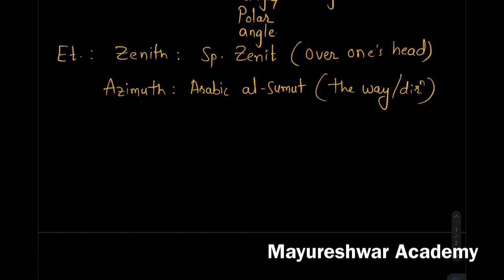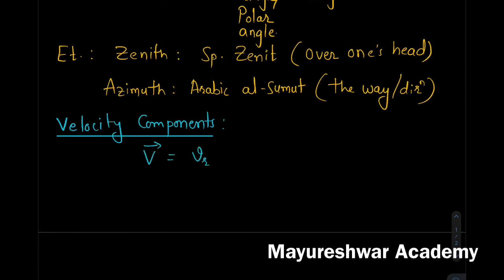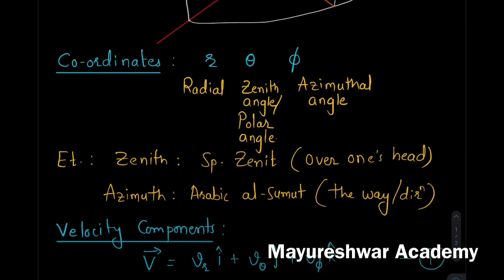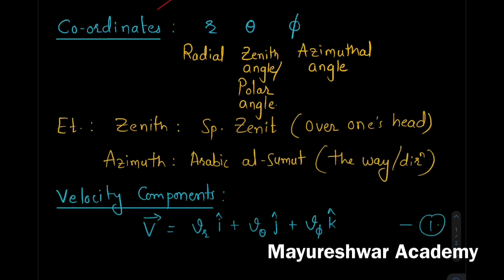So let us consider now the velocity components. Here we are again going to use Vr, V theta and V phi. So V bar is equal to Vr I cap, V theta J cap and V phi K cap, which are the unit vectors along r, theta and phi directions. Now let us exaggerate that fluid element and try to formulate all the lengths, which is the most important and difficult part in the spherical coordinate system.